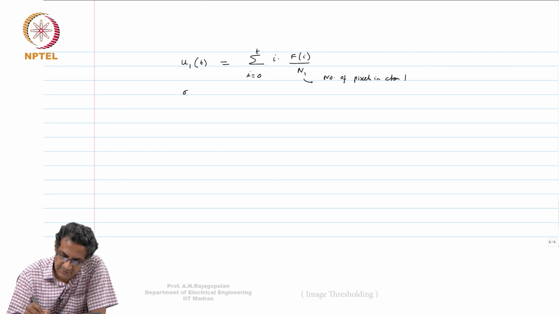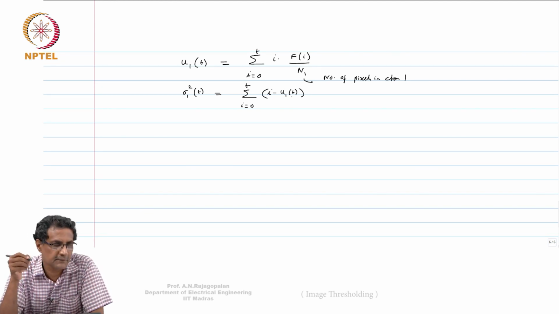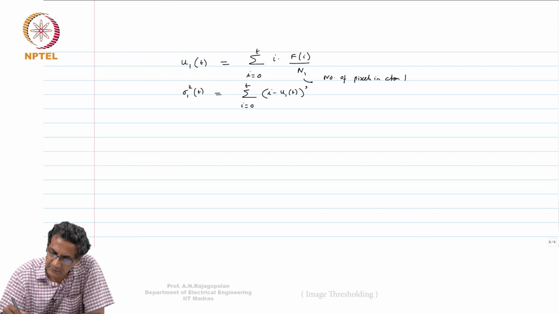Now the variance of this class, let's indicate it as sigma 1 square, and that's also a function of t. That will be the summation from I equal to 0 to t of I minus mu1 of t, the whole square, times f of I by n1. I may not repeat mu1 of t every time. When I write mu1, we'll assume that it's a function of t.